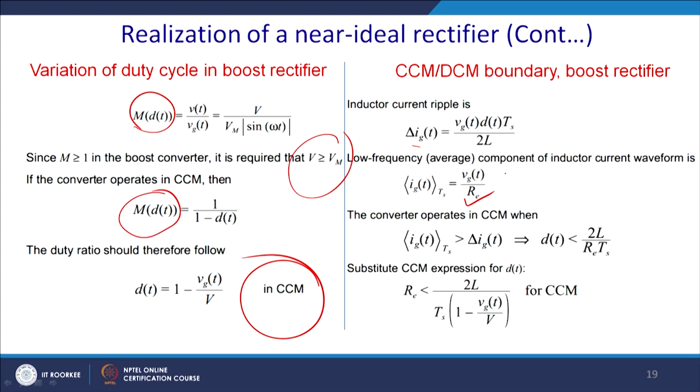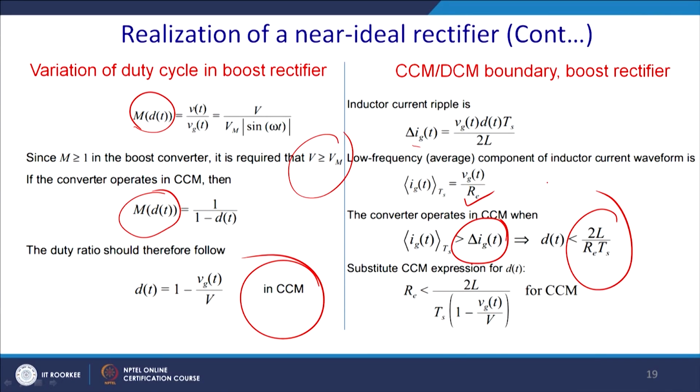So, the converter operates in CCM when Ig(t) Ts is greater than this delta Ig(t), and ultimately the corresponding D(t) which makes the converter operate in continuous conduction mode is this ratio. So, we have to make the duty cycle such that it is less than 2L by Re Ts, where L is the inductance of this boost converter, Re is the effective resistance connected to the load, and Ts is the time period of the switching.